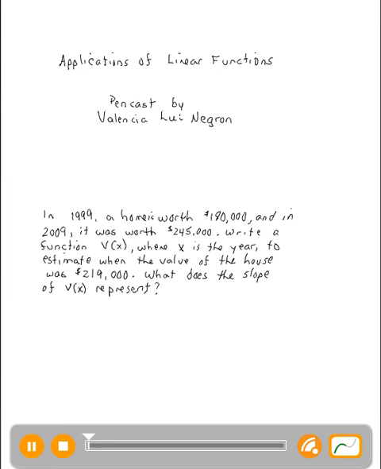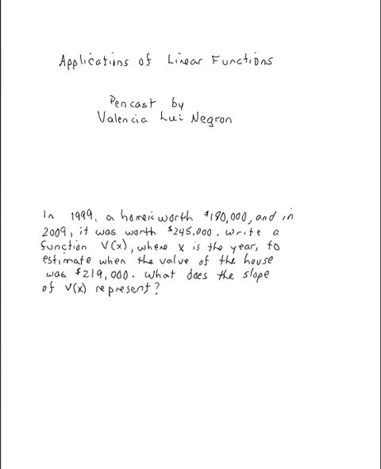So in 1999, the house was worth $180,000. In the year 2009, it was worth $245,000. We want to write a function v of x, where x is the year, to estimate when the value of the house was worth $219,000. Along the way, we want to know, what does the slope of v of x represent?